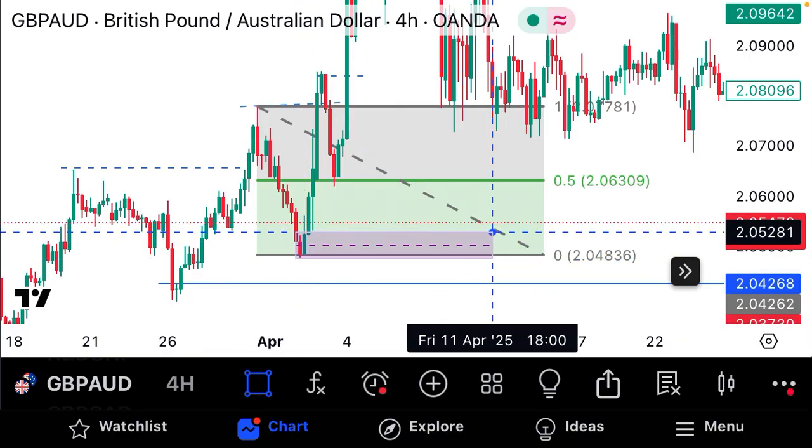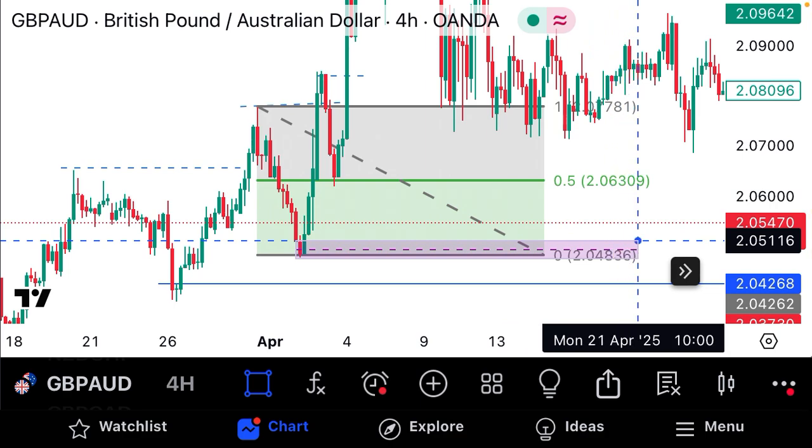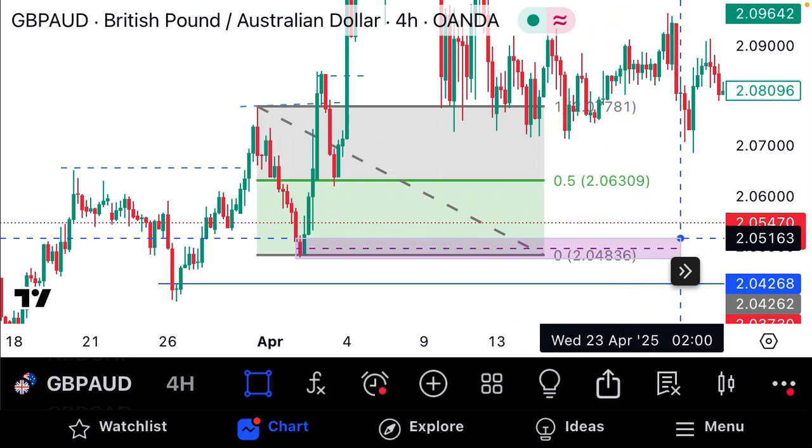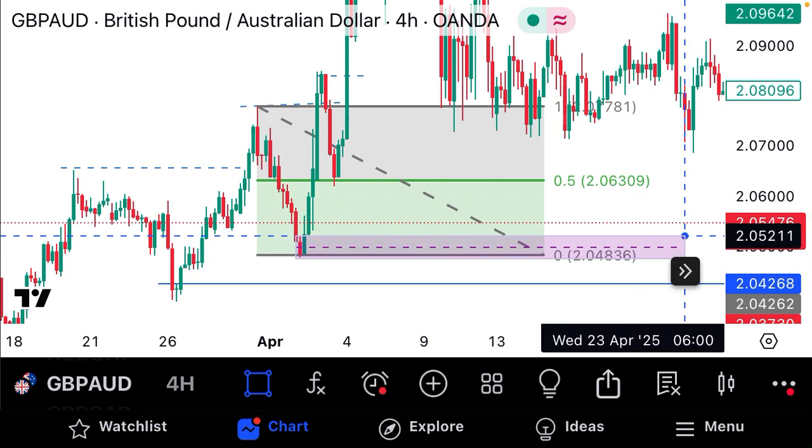So how do we get the POI? Is from an order block. What is an order block? We have two types of order block: a bullish order block and a bearish order block.